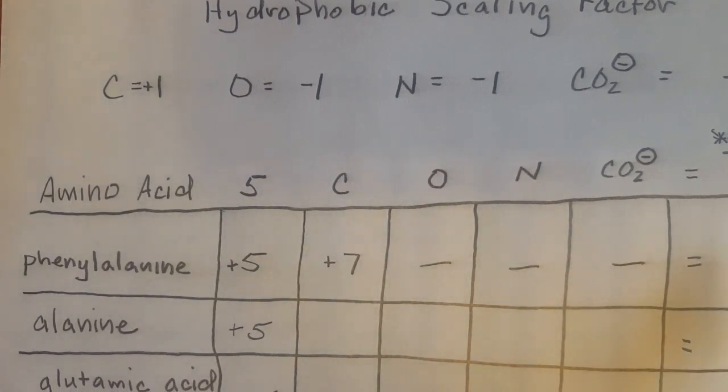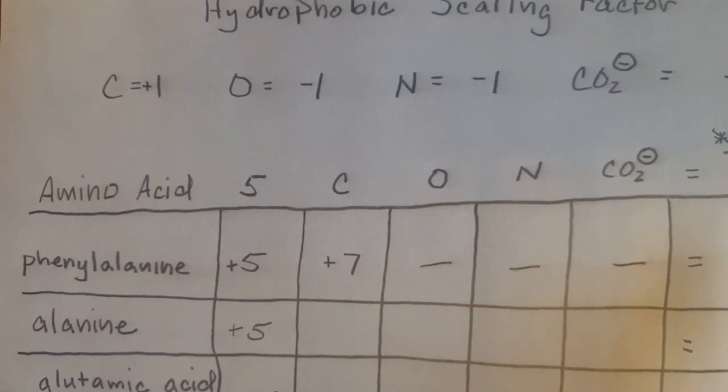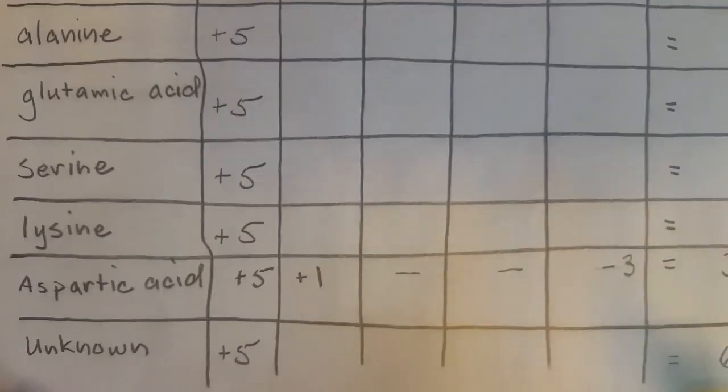12 is going to be the largest total we have of all the amino acids. So this amino acid is going to travel far up the page. Now, let's do another one, aspartate.